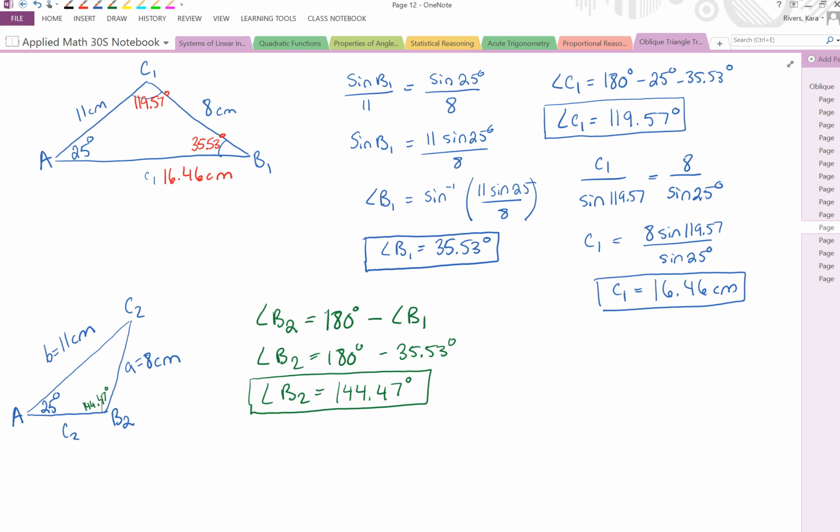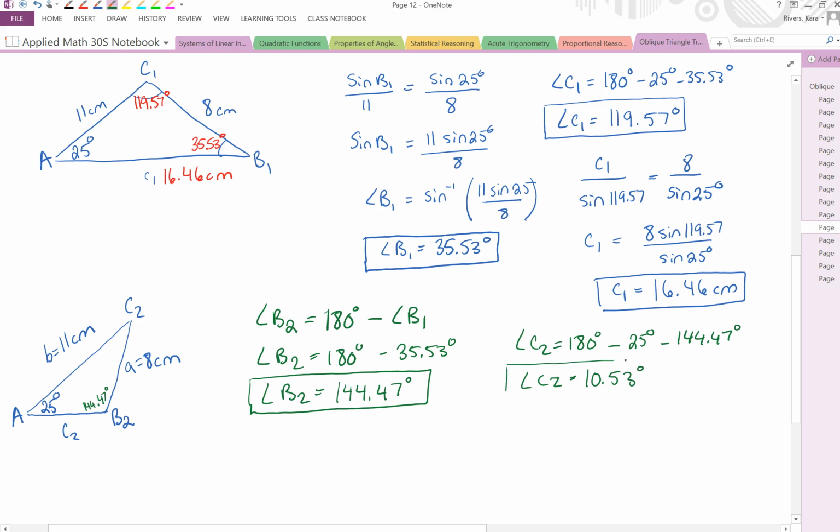Now that we have angle A and angle B2, to find angle C2 we're just doing the sum angle formula again. So angle C2 is going to be 180 degrees minus 25 degrees minus 144.47 degrees. Doing that, we get an answer of 10.53 degrees. Put a box around your answer and add that to the diagram.